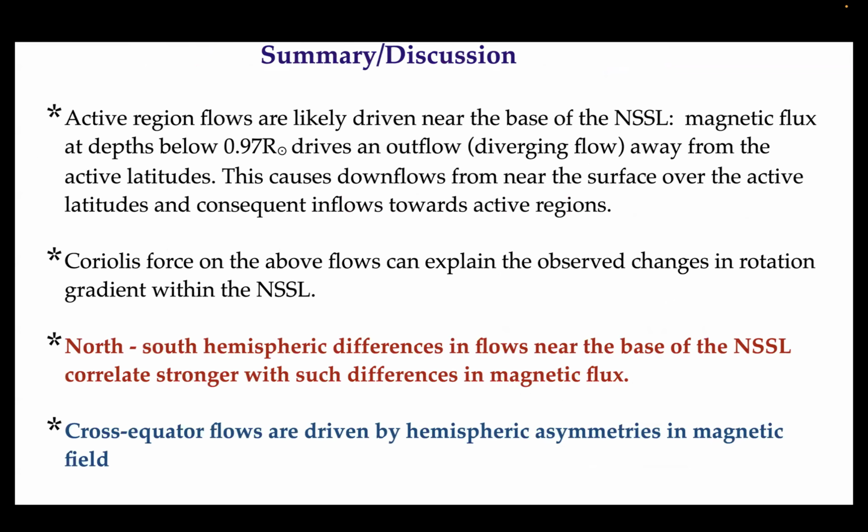That's, I think, where I conclude here. So the helioseismology results seem to indicate that much of the flows which we see near the surface, the active region inflows, are in fact driven by flows, a diverging flow or an outflow, near the base of the near surface shear layer. And the Coriolis force acting on these flows can explain the observed changes in the rotation gradient.